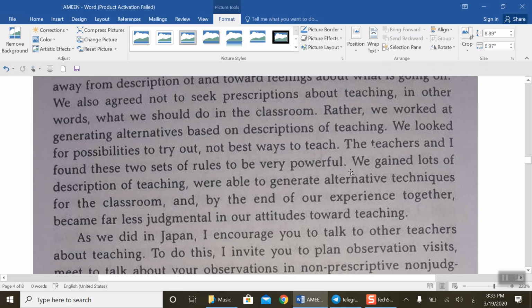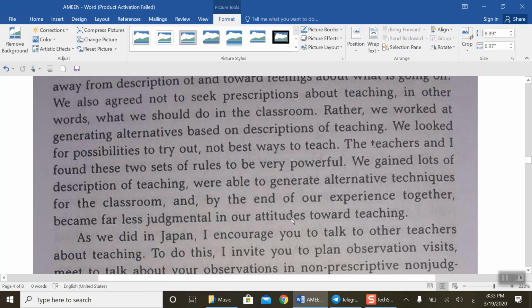The 2 rules. We gained lots of description of teaching. We're able to generate alternatives. You see, this is the summary, the essence. We gained lots of description of teaching. We're able to create alternative techniques, new methods, new ways for the classroom, and by the end of our experience together became far less judgmental in our attitudes toward teaching.